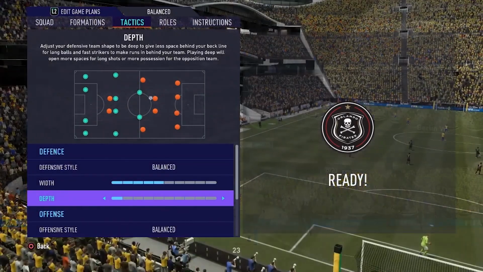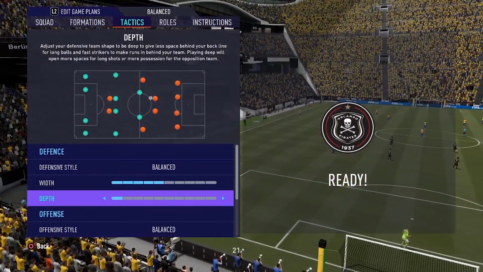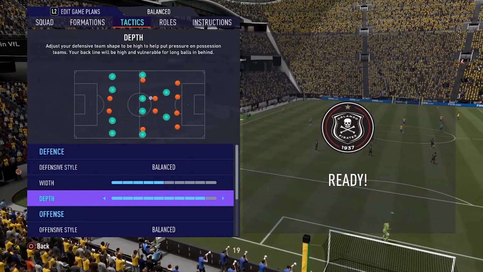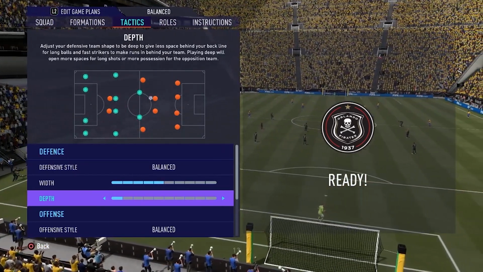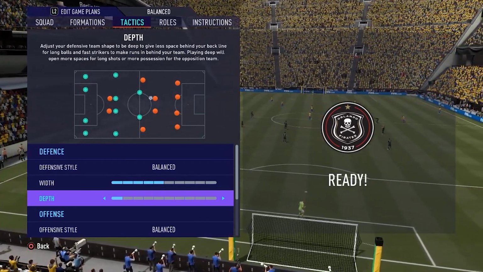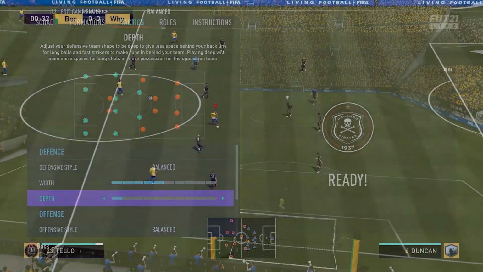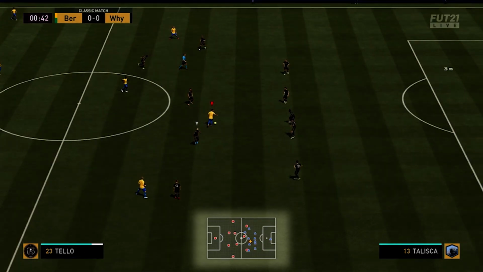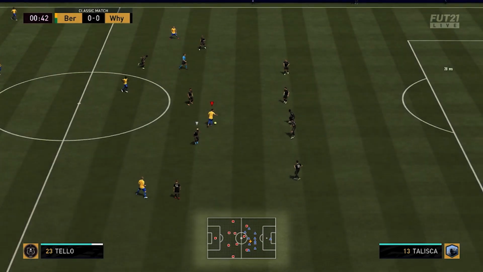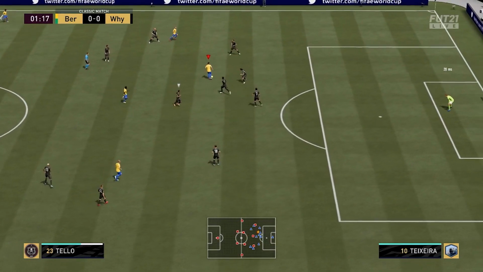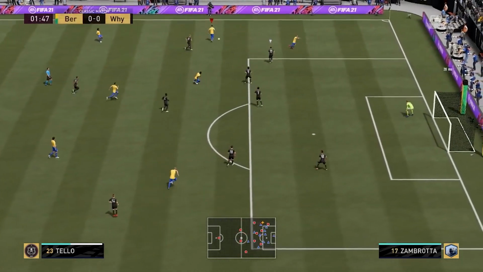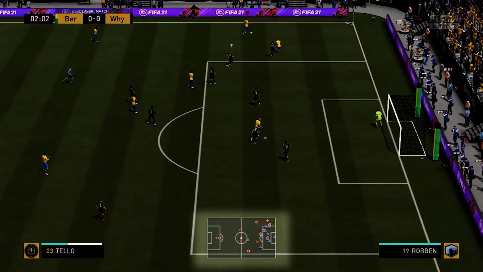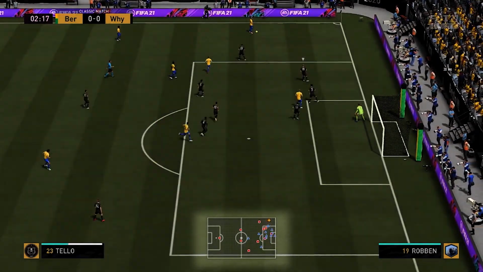The first myth that I want to bust is the idea that the depth slider dictates how high your defensive line sits when you're in possession of the ball. In this clip, where I'm playing on one depth, pay attention to the radar at the bottom centre of the screen and note where my centre backs position themselves as play advances. They push right up to the halfway line and then they stop and sit.